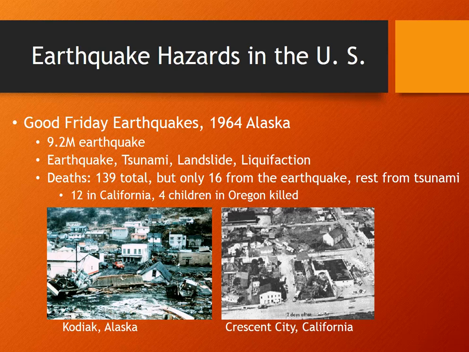There were 139 deaths. Only 16 of them were directly from the earthquake itself. The rest of them were from the tsunami that was triggered, including 12 people in Crescent City, California, and 4 children that were killed in Oregon. Apparently, there was a Boy Scout group that was camping along the coast.